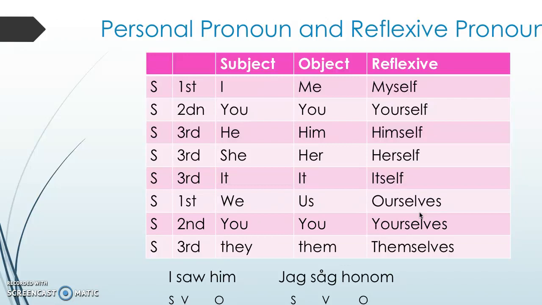Reflexive pronoun is when it reflexes back. Think of a reflex you wear when you're out in the dark, for example. I see myself, yourself, himself, herself, itself. And look at the spelling here when it comes to the plurals. Ourselves, yourselves, themselves.